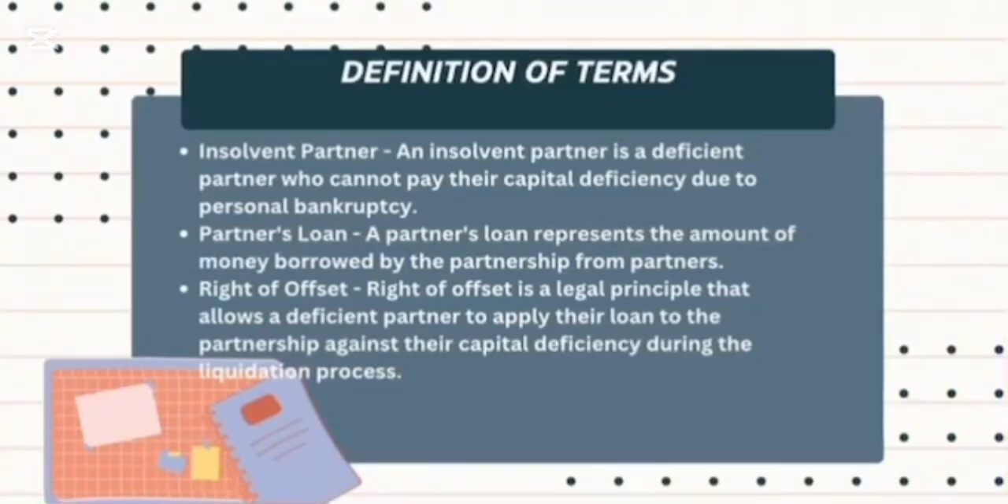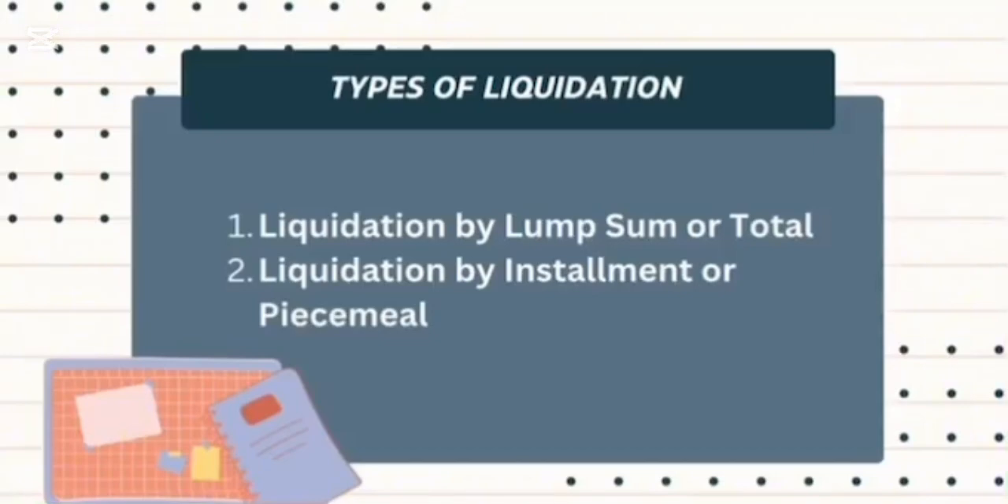Types of liquidation. Liquidation by lump sum or total. This involves selling all partnership assets at once. Liquidation by installment or piecemeal involves selling partnership assets in multiple installments over a period of time.